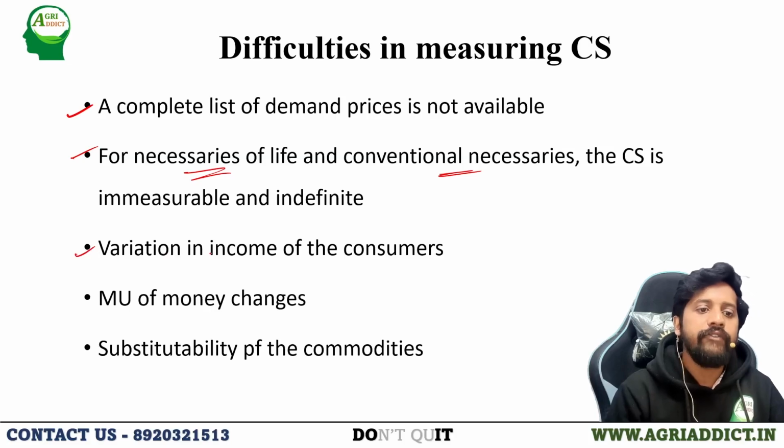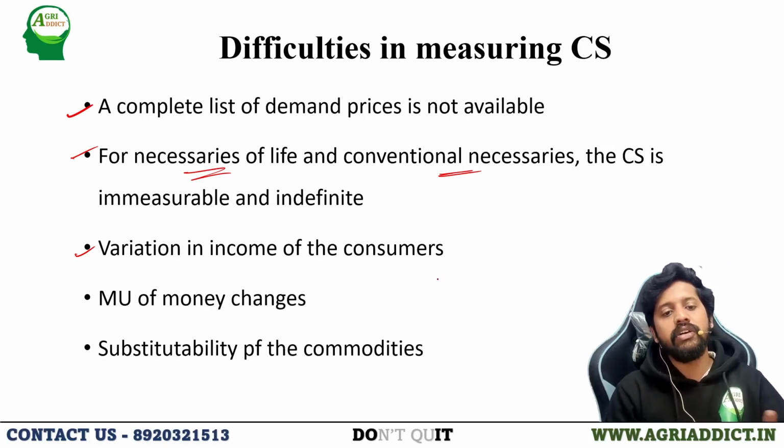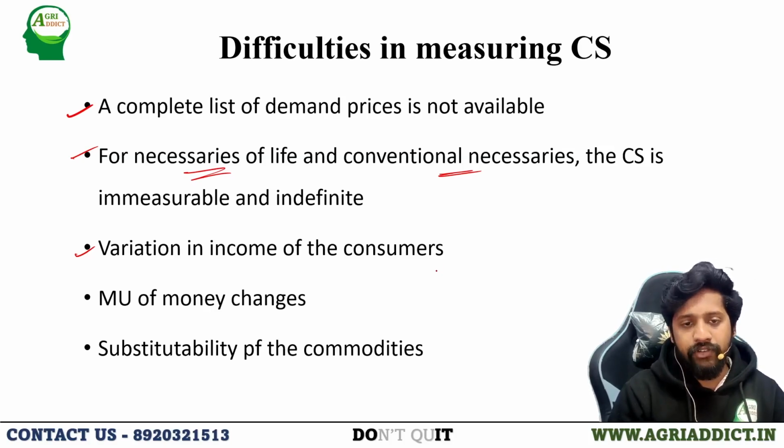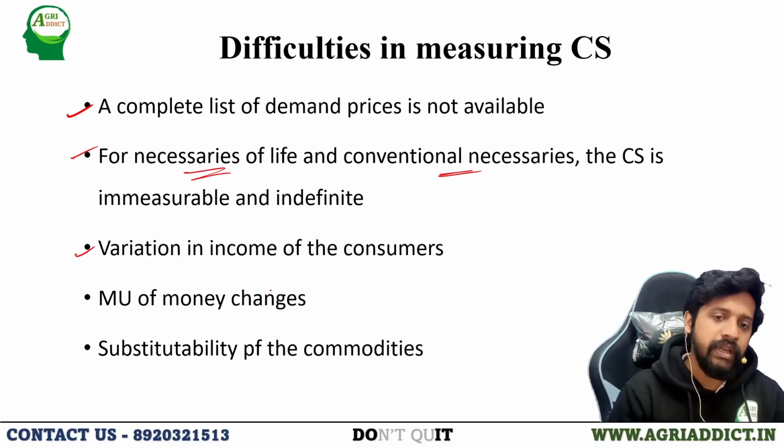The third one is variation in the income of the consumers. As we have already said, the assumption of the consumer surplus is that the income of the consumer is not changing. But if our income is increasing, I could allot more of my income to purchase these quantities, right? Therefore, the consumer surplus may vary, and measuring the consumer surplus will be difficult.